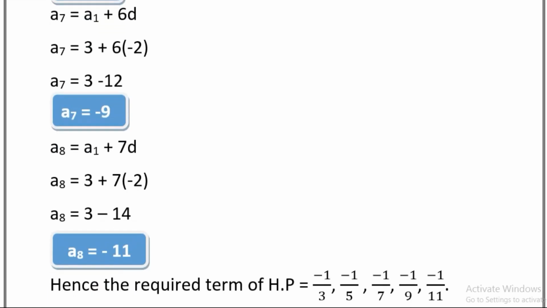Hence the required terms of the harmonic progression are: first term -1/3, second term -1/5, third term -1/7, fourth term -1/9, fifth term -1/11, which is the required solution.